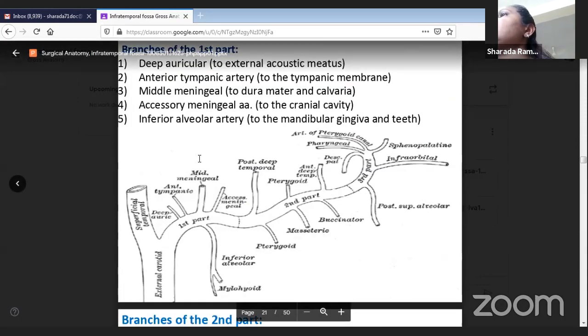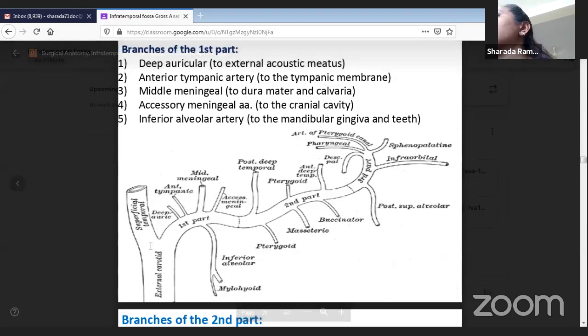So you're going to get the first one. If you see here, this is the external carotid artery, the superficial temporal, and then you are going to have these branches. First, it is going to meet the ear. Once it meets the ear, it gives the deep auricular artery. This deep auricular artery supplies the external acoustic meatus, and then as it goes ahead, it also gives a small branch, the anterior tympanic. This anterior tympanic will be with the chorda tympani nerve.